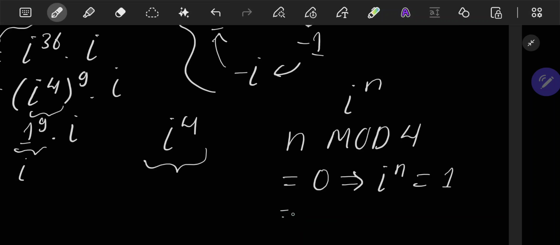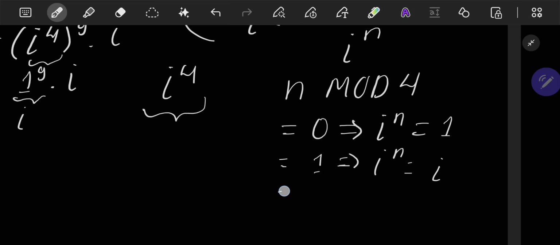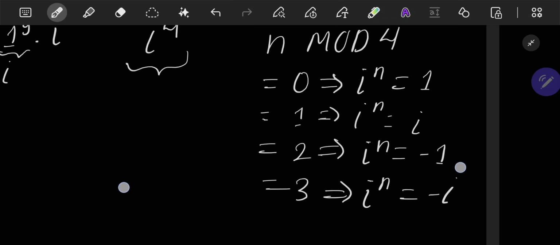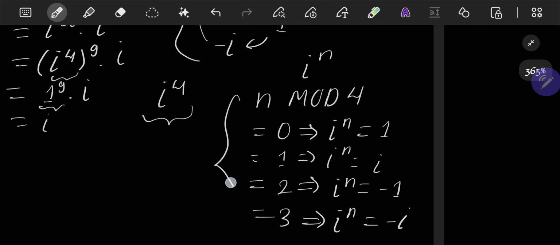If n mod 4 is equal to 1, this implies that i to the power n is equal to i. If it's 2, this means that i to the power n is equal to minus 1. If it's 3, this means that i to the power n is equal to minus i. So this is a neat way of finding the powers of i.